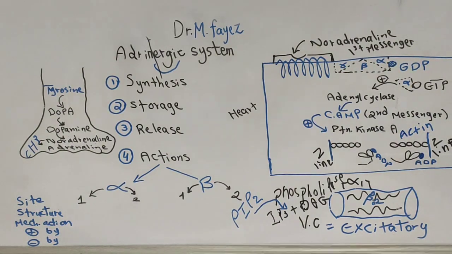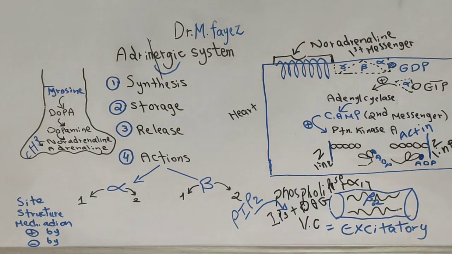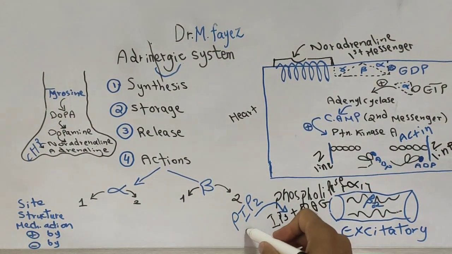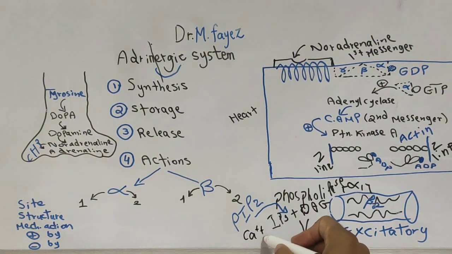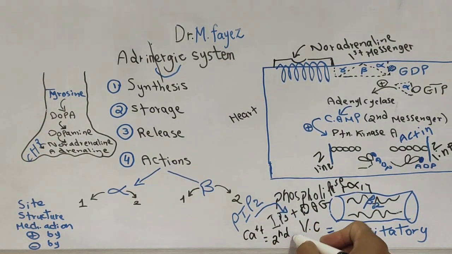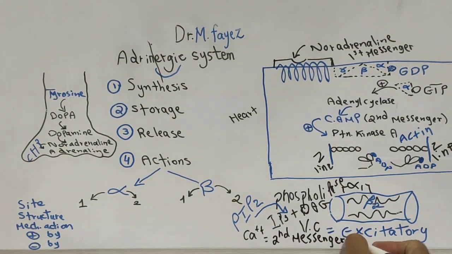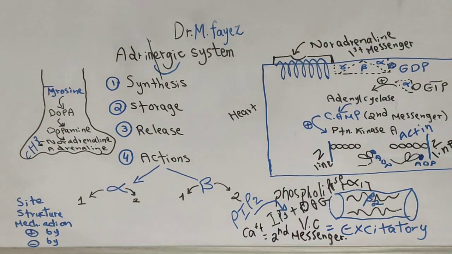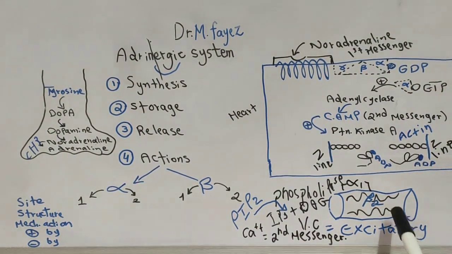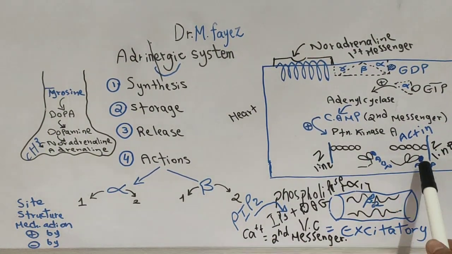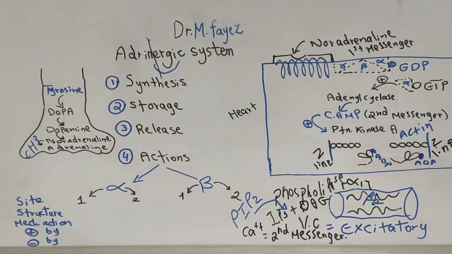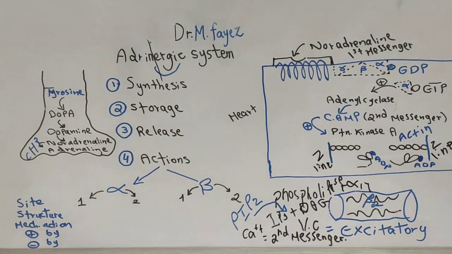DAG, diacyl glycerol, will cause calcium release from the endoplasmic reticulum. Calcium here will act as a second messenger, which activates protein kinase C. Protein kinase will transport phosphate to the myosin head, which has ADP, to form ATP.